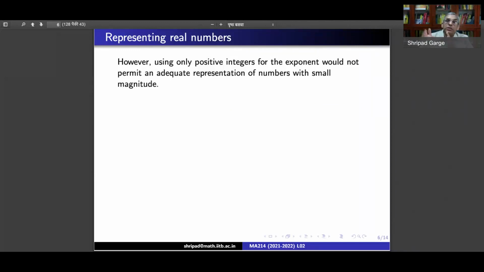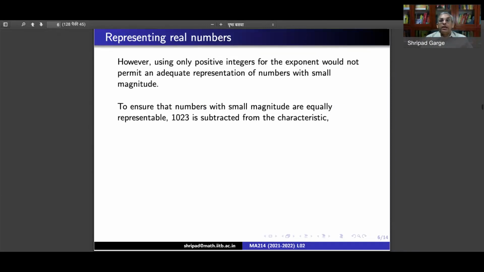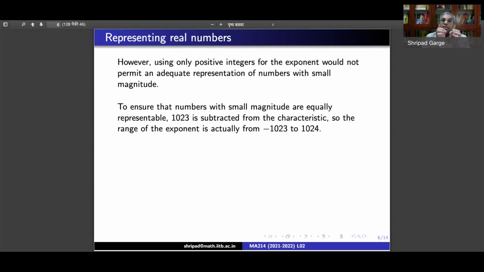Right? So what we are going to do is that we are going to shift it. We will not be able to get 2 power minus 2022, but these 2048 possible exponents, from 0 to 2047, we will shift them so that it's somewhat symmetrical for both the positive and negative side. Okay, so what we do is we subtract 1023 from the exponent, from the characteristic. So now, instead of 0 to 2047, we will be able to represent minus 1023 to 1024. Those many exponents are possible.